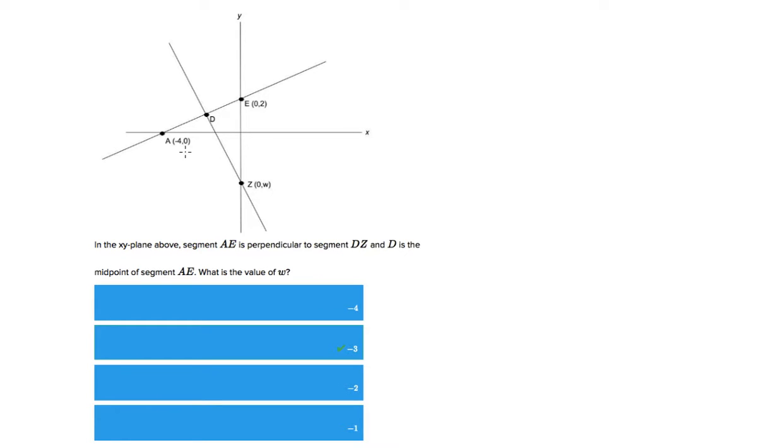We're told that segment AE is perpendicular to segment DZ, and that D is the midpoint of AE. Then we're asked to find the value of W, the Y coordinate of this point Z.